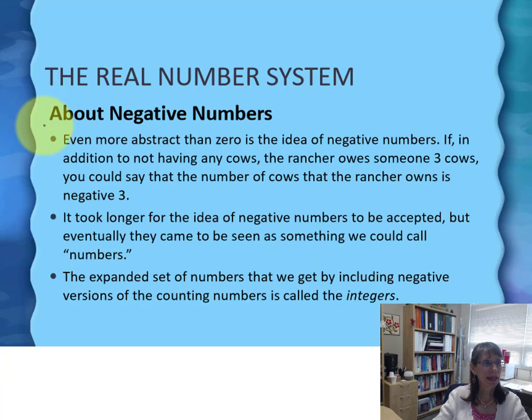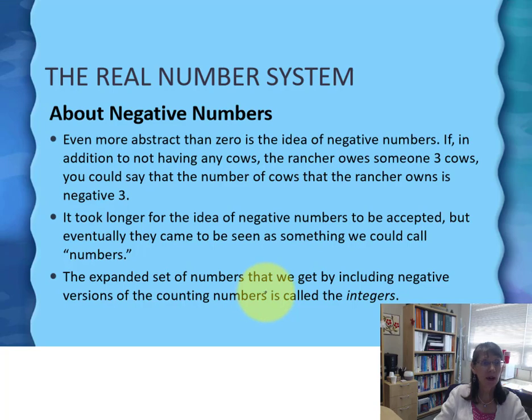Next, we'll talk about some negative numbers. Even more abstract than the concept of 0 is perhaps the idea of negative numbers. If, in addition to not having any cows, the rancher owes someone 3 cows, you could say that the number of cows that the rancher owes is -3. It took longer for the idea of negative numbers to be accepted, but eventually they came to be seen as something we could call numbers.